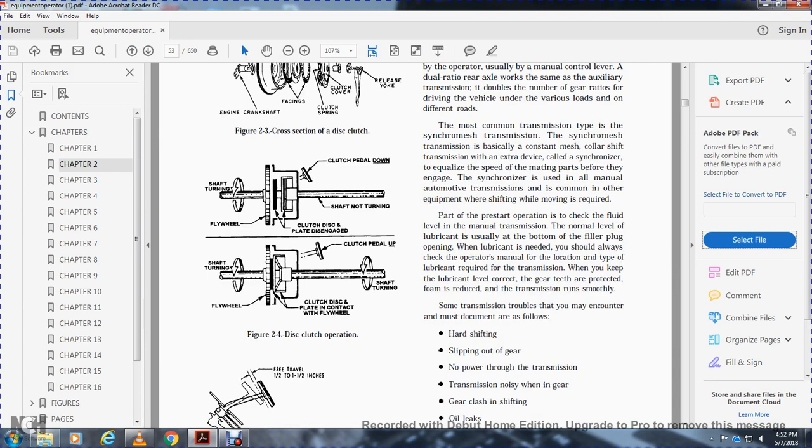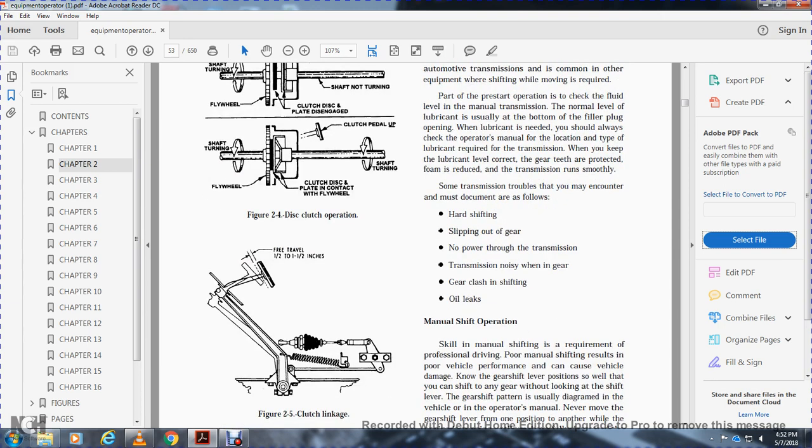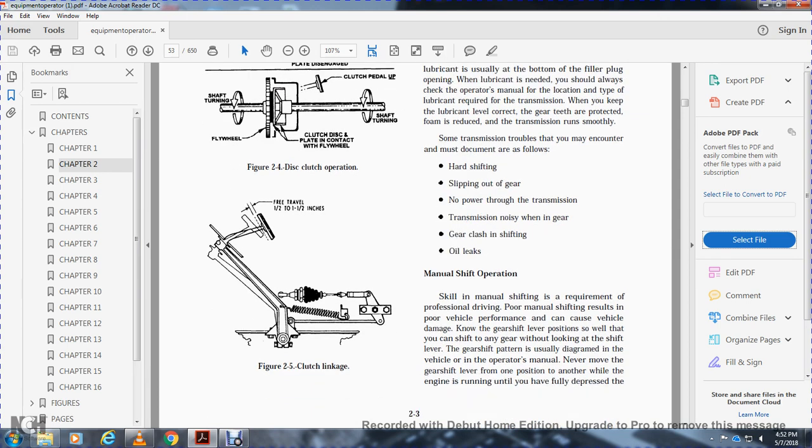Figure 2.4 shows the disc clutch operation. With the clutch pedal down, the shaft is turning, and the clutch disc and plate disengage from the flywheel. With the clutch pedal up, the clutch disc and plate engage with the flywheel and the shaft turns. The clutch linkage has a free play of 1.5 inches. Now, the manual shifting operation.